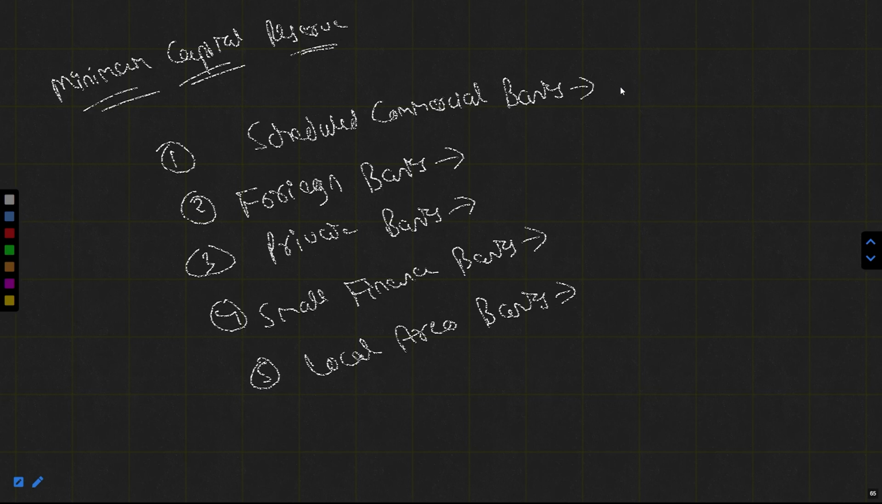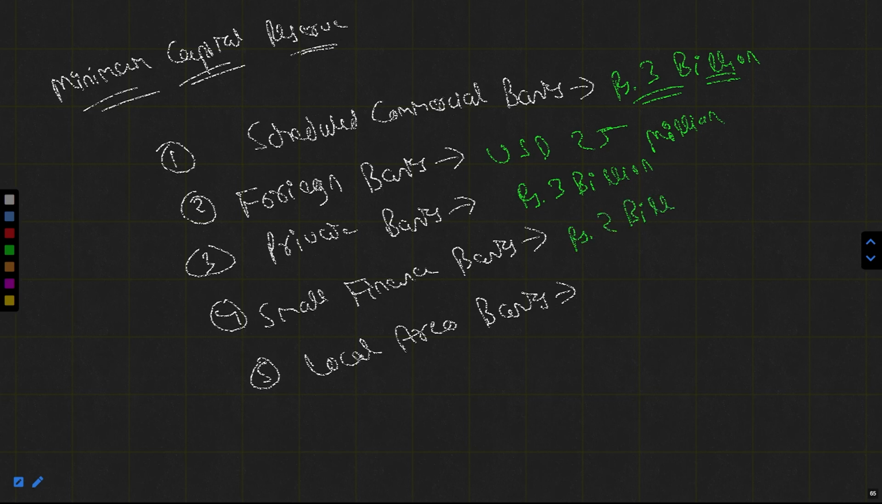The scheduled commercial bank requires rupees 3 billion as the minimum capital reserve. The foreign banks require US dollars 25 million. Okay, the private banks require rupees 3 billion. All right, small finance banks require rupees 2 billion, and the local area banks require rupees 25 crores.